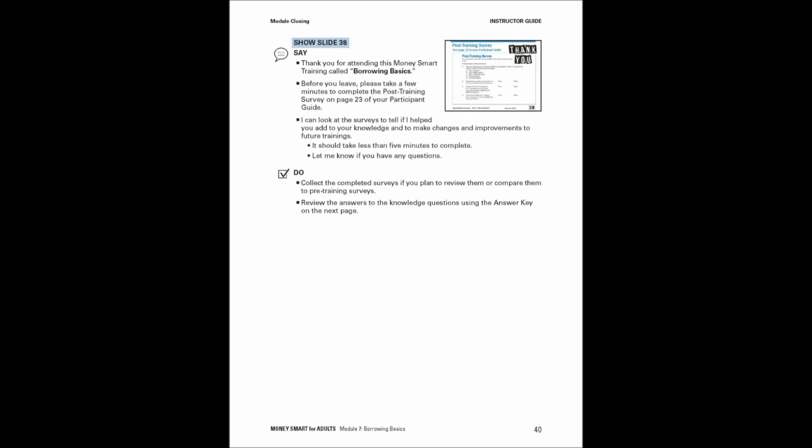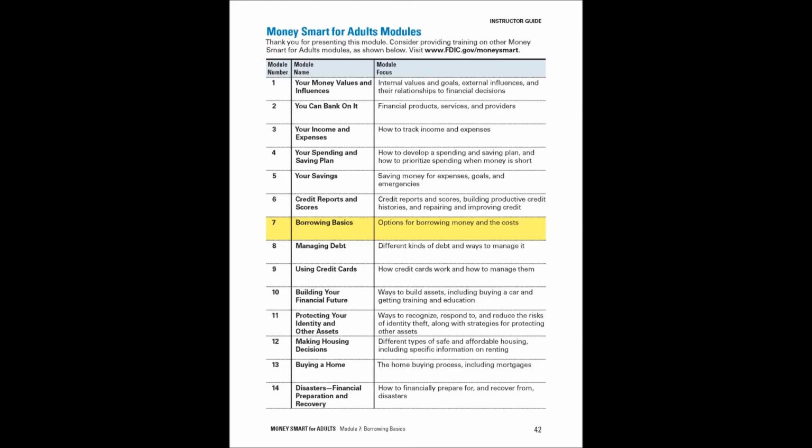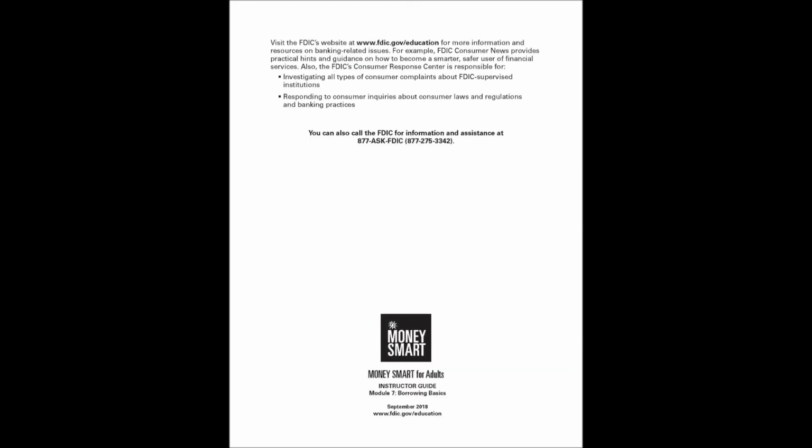So showing slide number 38 as you're administering the post-training survey and having the answer key here, you can use this to, again, compare the answers between both the pre and post-training surveys completed for this particular module. You'll see here on page 42, you'll see where Module 7 fits into the overall training curriculum for Money Smart for Adults. And that will conclude our overview and highlights of the Money Smart for Adults Module 7 Borrowing Basics.